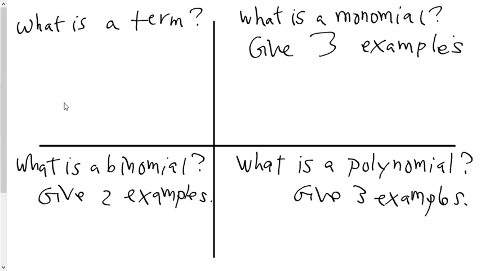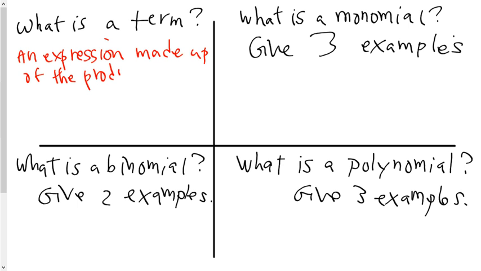And a term is an expression, a mathematical expression, made up or consisting of, made up of the product, which for those of you who don't know, I'll highlight it in yellow. Product just means multiplication. So an expression made up of the product of numbers or variables. Variables, those are your letters that represent numbers, or both. So your definition for a term is an expression made up of the product of numbers or variables, or both.